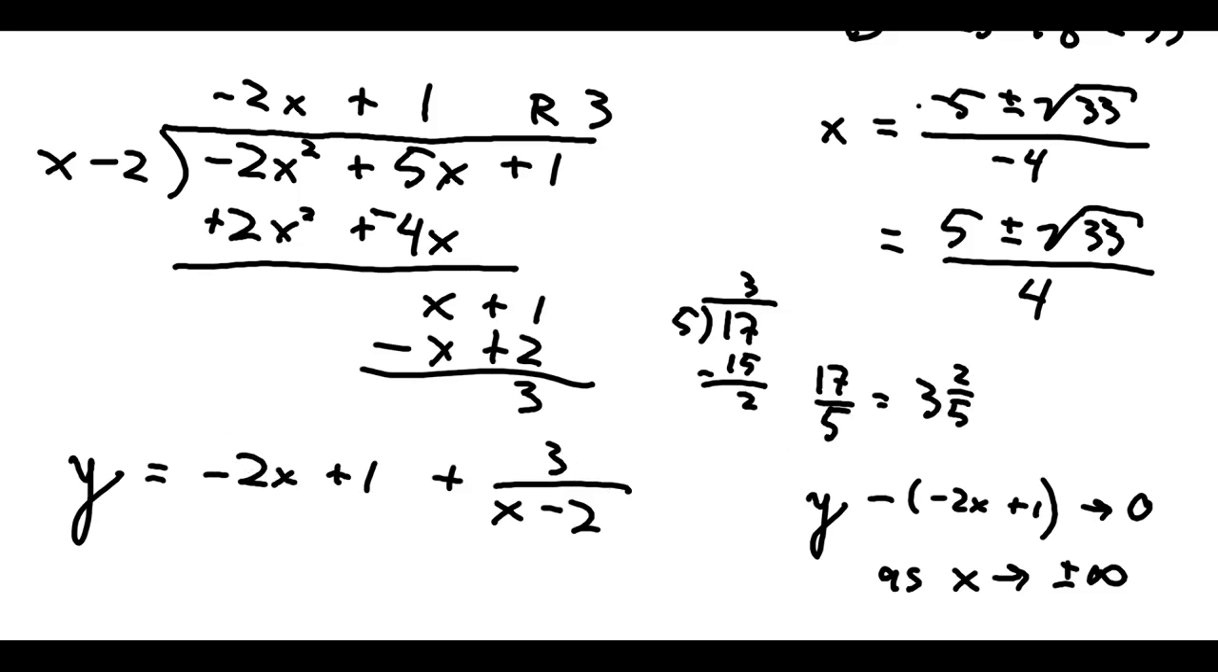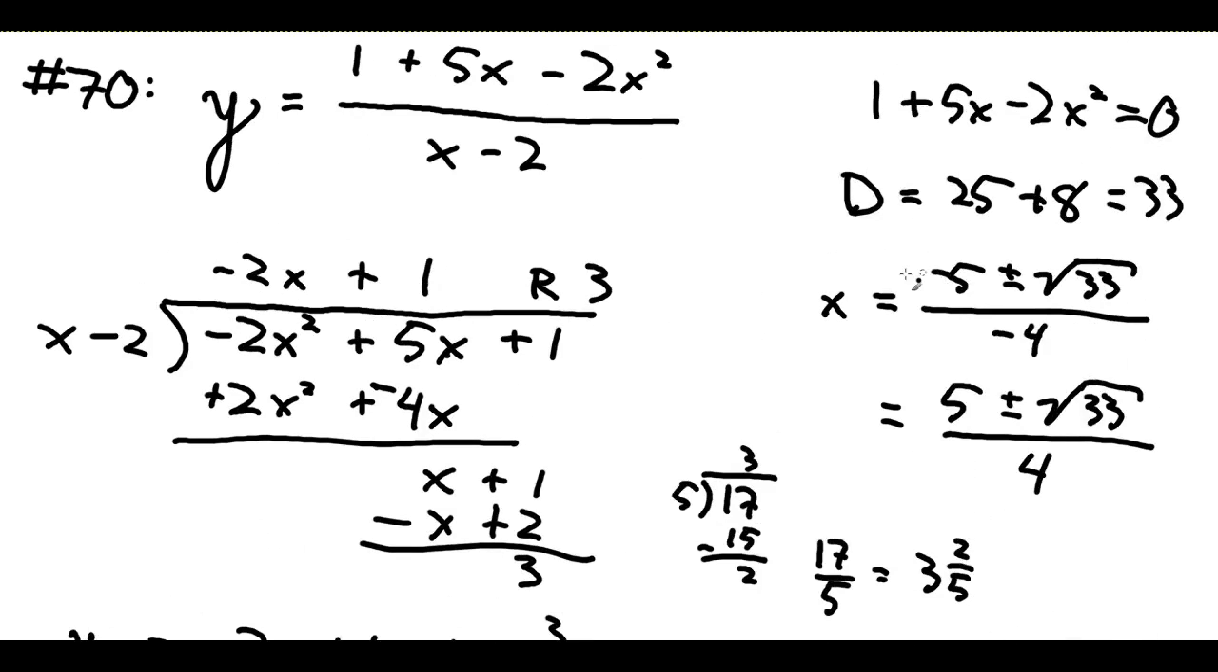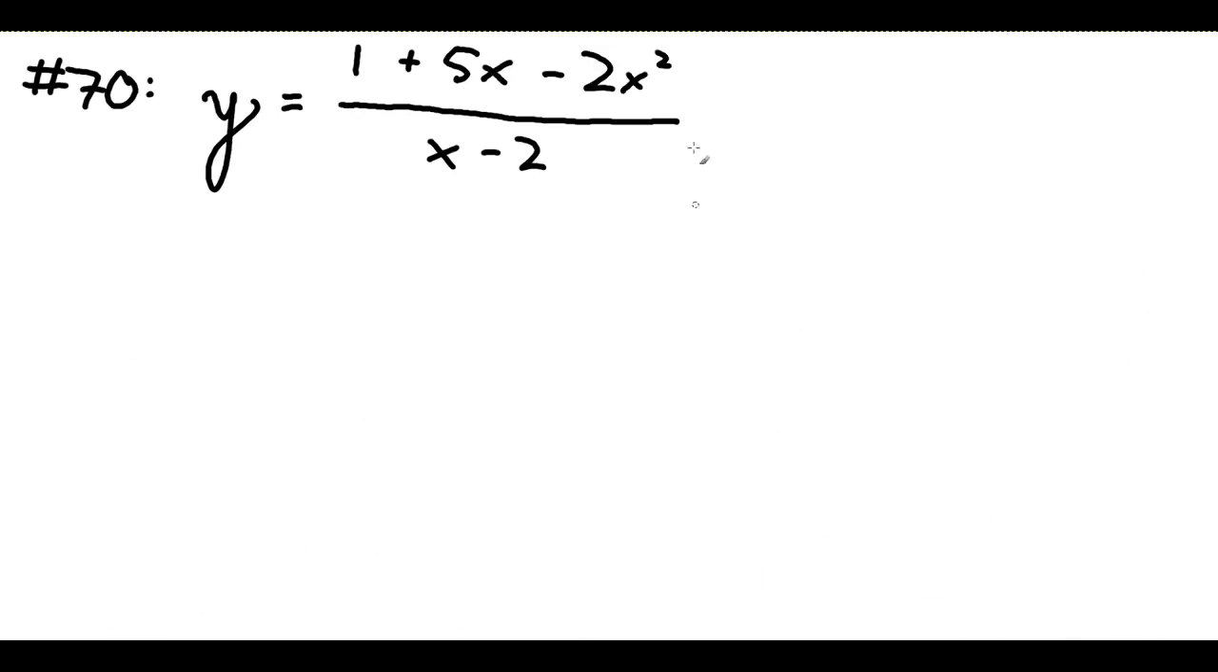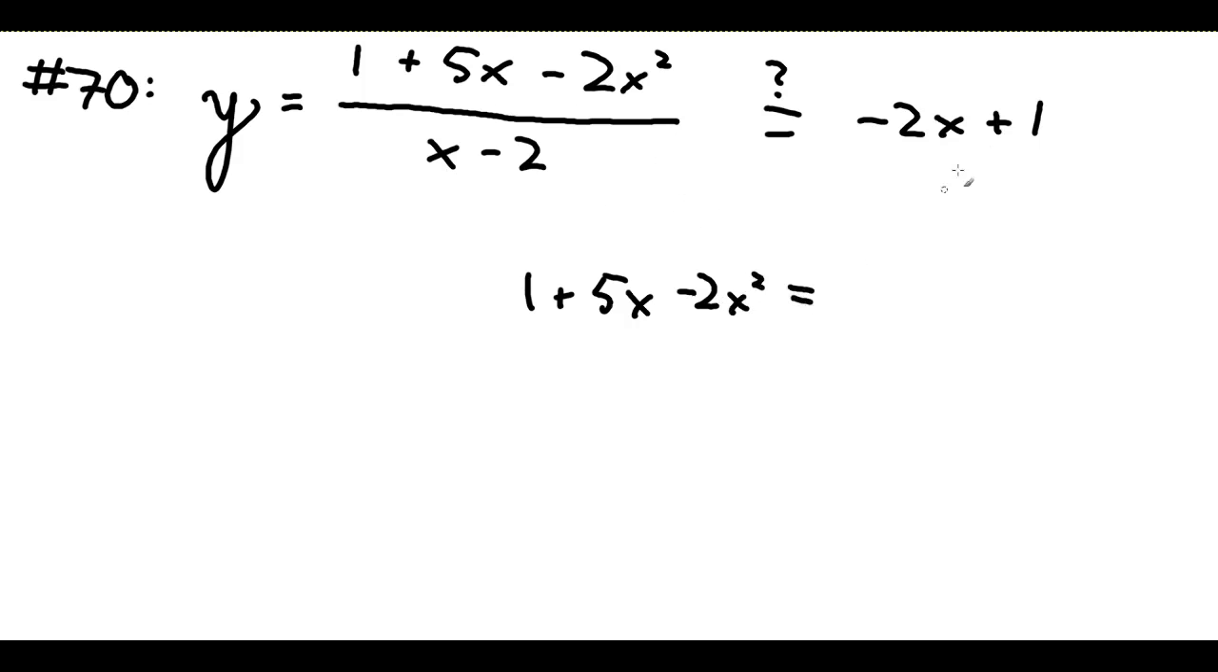Something else you could do is to look at the original function. I'll just pop over to this one. We can look at the original function and try setting it equal to the asymptote, negative 2x plus 1. And if we try to solve that, we get 1 plus 5x minus 2x squared, multiplying both sides by x minus 2. That looks like negative 2x squared plus x plus 4x gives plus 5x minus 2.